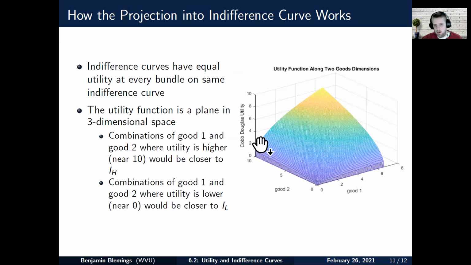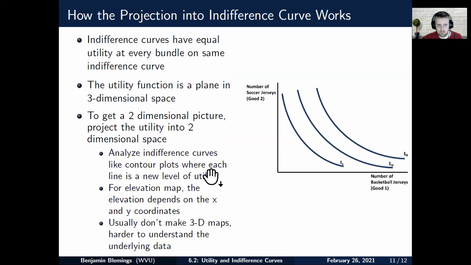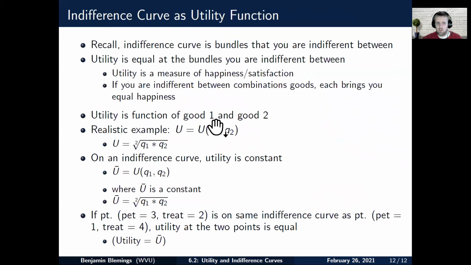And so purple is one utility curve, blue is one utility curve, green's another, and yellow is another, where yellow is the highest. And so this is actually what's going on in the background of indifference curves. You can think of it kind of like a topographic map where the contours show an increase in elevation. I should have a picture there. And we usually don't make those maps in 3D because it's harder to understand the underlying data. And that's similar to why we have these indifference curves.